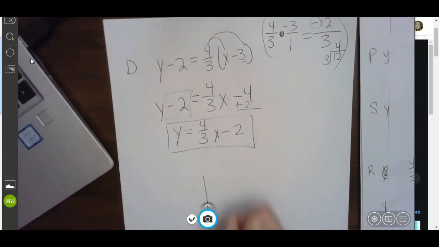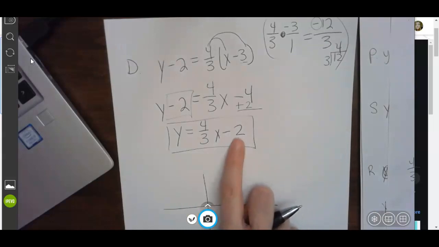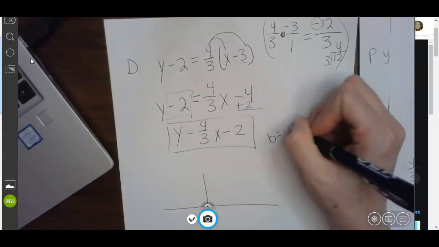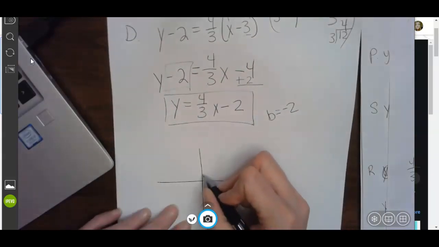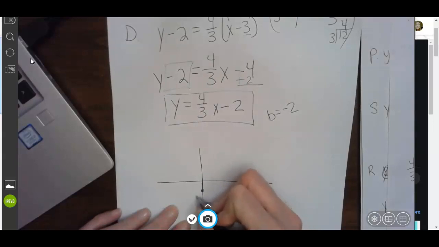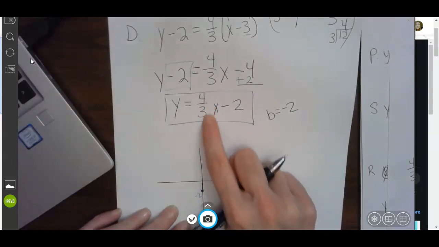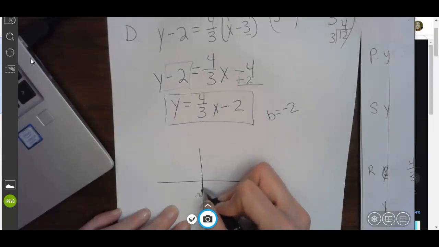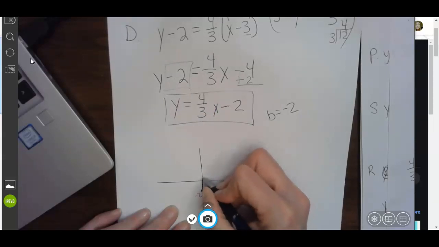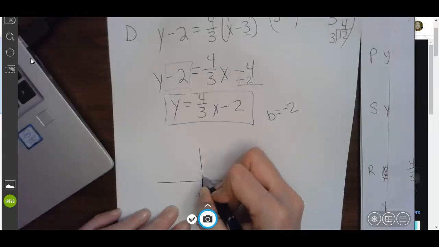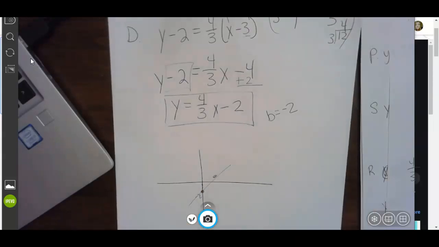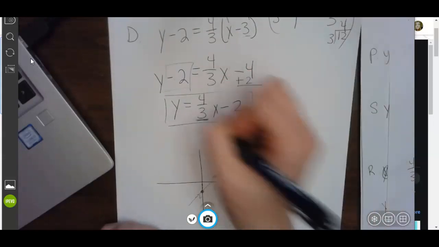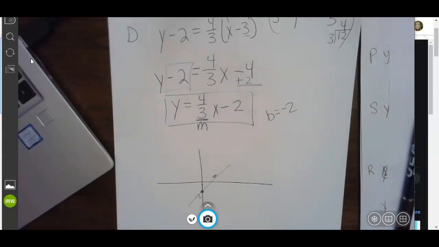So now when we go to graph it on your graph, your b is equal to -2, which is your y-intercept. So you're going to go down -2. So this is your -2. Then you have your rise over run. So you're going to go up 4, 1, 2, 3, 4, right? Then you're going to go over 3, 1, 2, 3. And you're going to graph it just like that. Okay, so remember, this is always your slope. This is your M. All right?